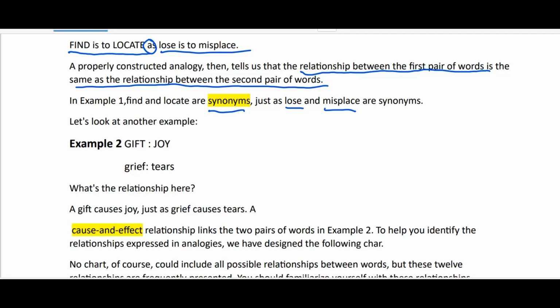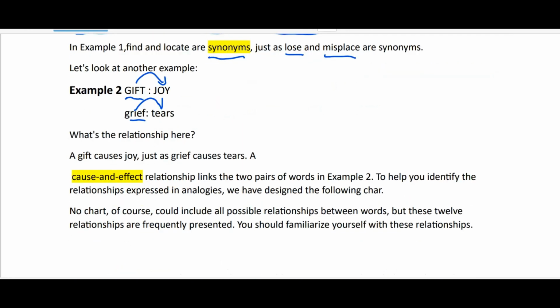Let's look at another example. Gift is related to joy in the same way that grief is related to tears. So what's the relationship first between gift and joy? Yes, a gift causes joy, as grief causes tears. So here the relationship is a cause and effect relationship. We have the same relationship between grief and tears. So this is a correct analogy.